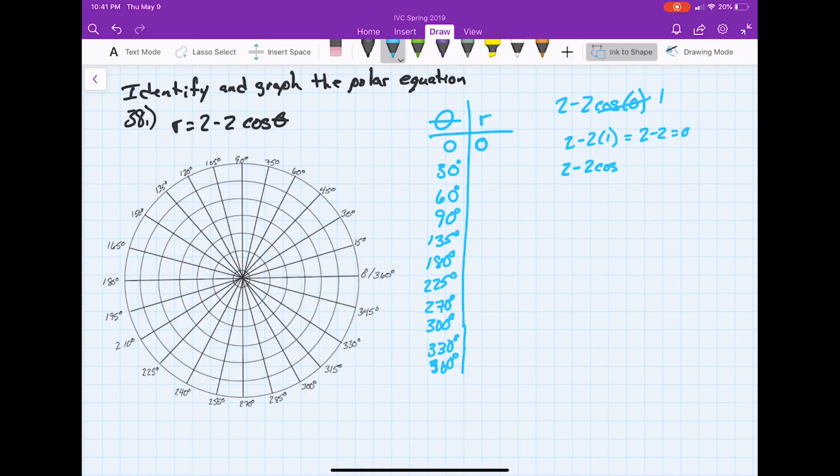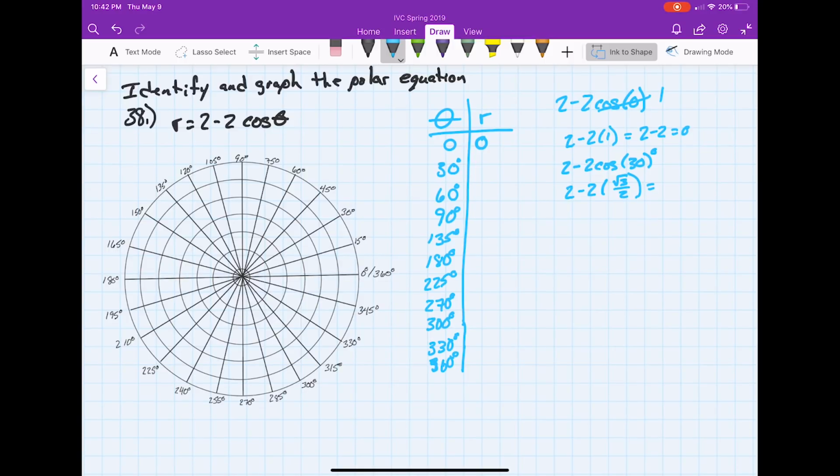So at 30 degrees, we're going to have 2 minus 2 cosine 30. Cosine at 30 is square root of 3 over 2. Well, those 2's are going to cancel out. And then I'll just plug this into a calculator. It's easier for me because I'm going to ultimately need to subtract a radical and all that stuff. So anyway, what do we get? 0.27.